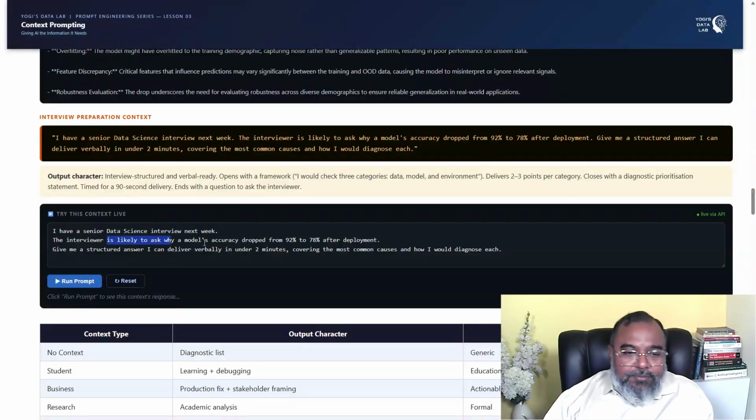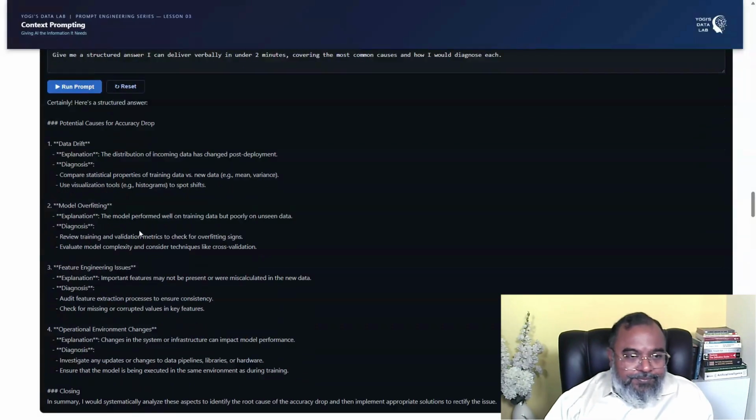Interviewer is likely to ask me why a model's accuracy dropped from 92 to 78% after deployment. Give me a structured answer I can deliver verbally in under 2 minutes, covering the most common cause and how I should diagnose each. So here you are again setting the context that you are preparing for an interview, and you're putting a constraint that it should be under 2 minutes. That is what you're looking for. Go ahead and see the response.